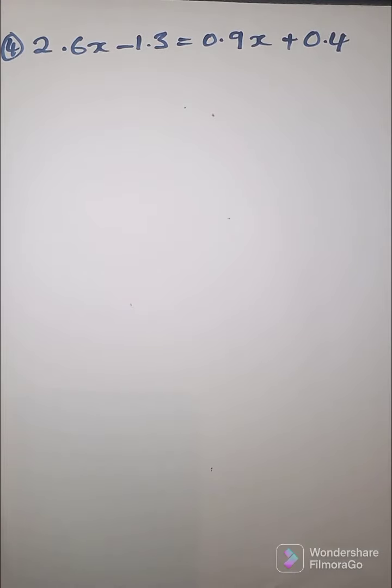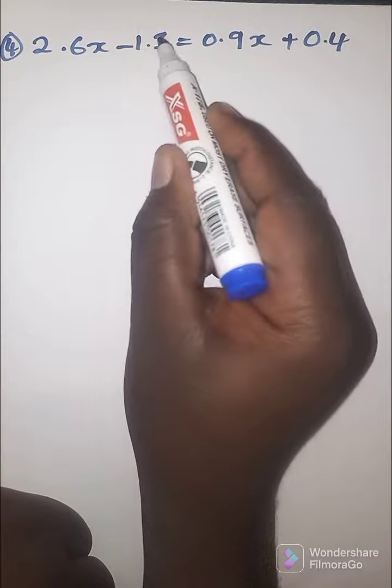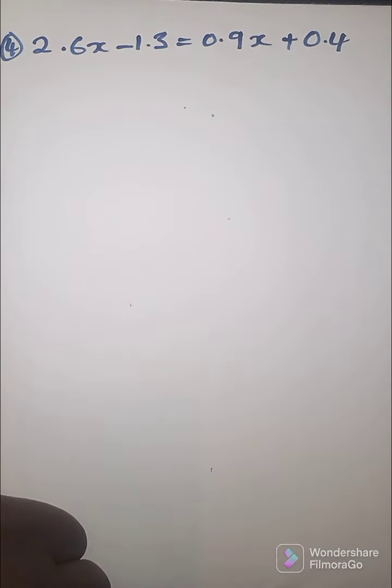How do you suppose we solve this equation? What do you think we should do for us to be able to solve this equation? Feel free to pause the video and try to work out the question. But here, we are going to realize that each term of this equation has a number which has got one decimal place.